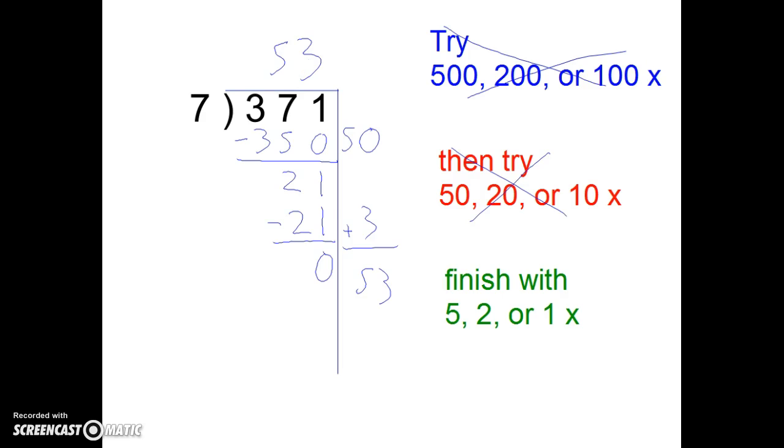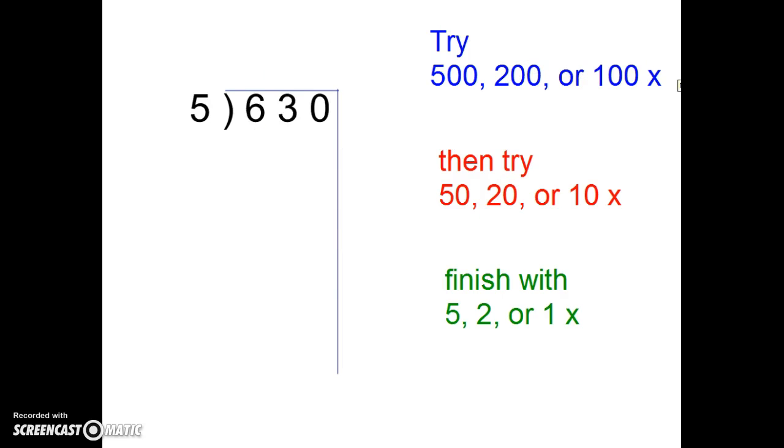There is not one right way to do this because it kind of depends on what you see at the beginning. So let's try this one. How many 5s in 630? So I'm going to try out the 100 first. 100 times 5 equals 500. I can do that. So I'm taking 100 5s out, and I now have 130 left. I cannot take 100 5s anymore because that would be 500 again. So I'm going to come down to the next one. I got 50, 20, and 10. Well, I see I can take 10 5s because that would be 50. And I subtract.